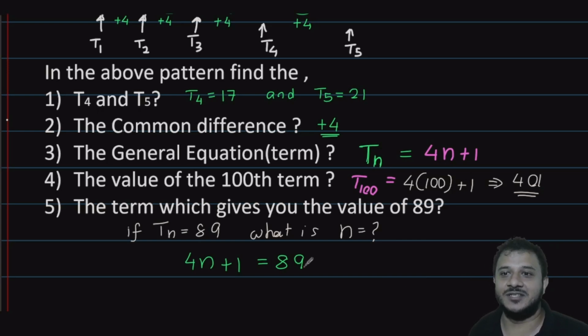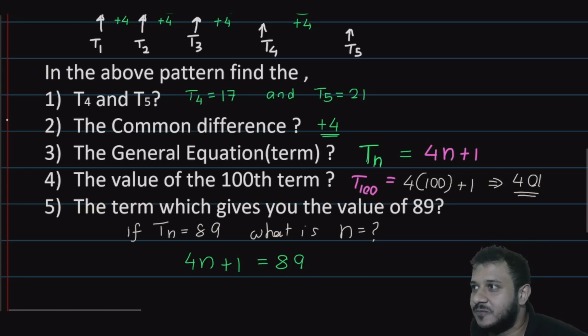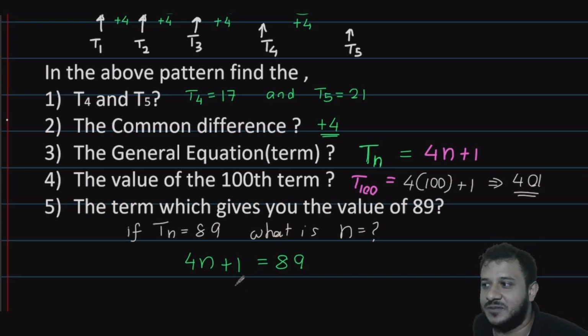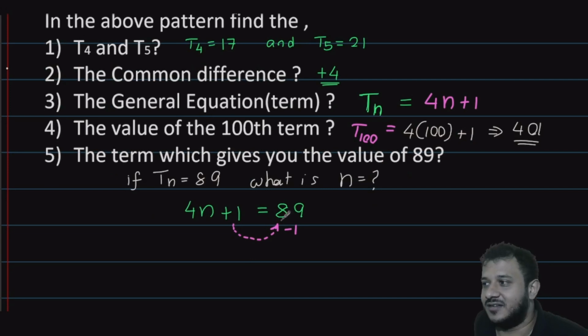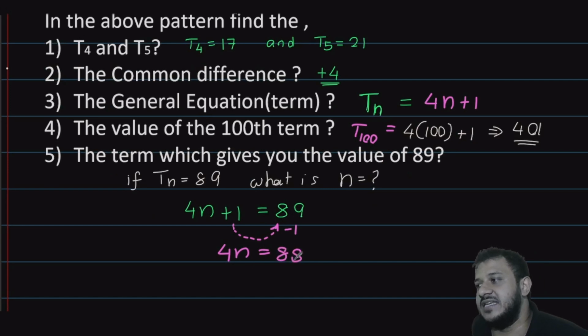22. Senura says 22. How did you do it, Senura? What is the first step? Minus 1. The plus 1 comes to the other side as a... So Senura, your answer is wrong, by the way. No, your answer is correct. Very good. Sorry, my mistake. Minus 1. And that will give you 4n is equal to 88.